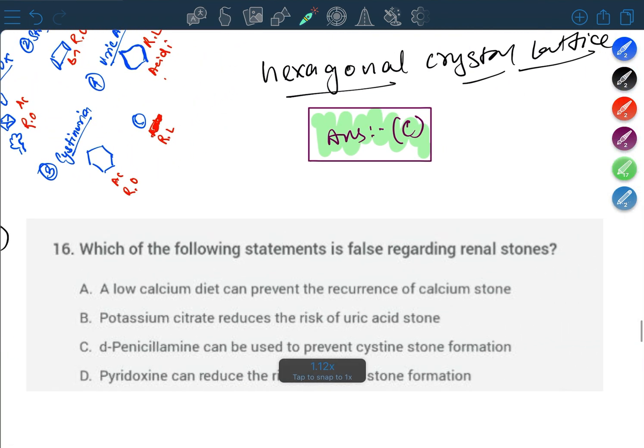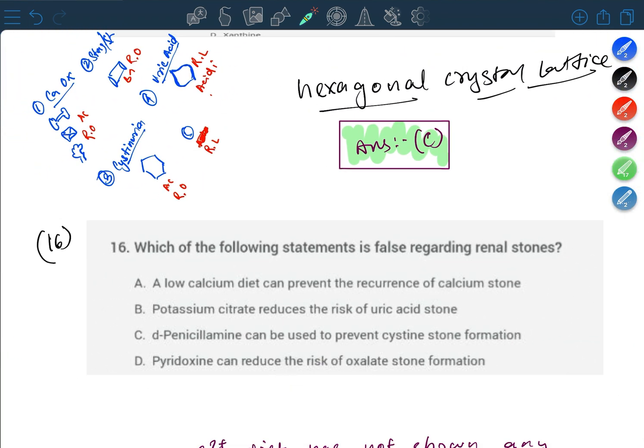Which of the following statements is false regarding renal stones? Another one-liner, pause and answer. Done. Move on. A low calcium diet can prevent the risk of stones: this is false. Not low calcium. A calcium-rich diet is indicated. It will react with the oxalate and reduce the formation of calcium oxalate stones. So the first option is wrong and this is false.